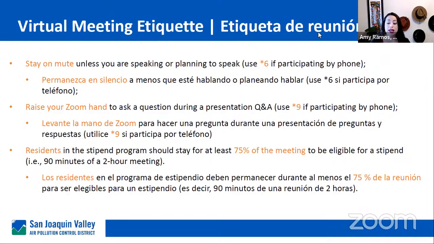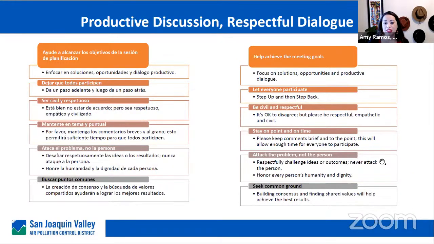In addition to that, as many of you know, folks that are here representing the community can participate in the stipend program. So if you are a resident and you are active in the stipend program, we do ask that you stay for at least 75% of the meeting to be eligible for the stipend. That's roughly about 90 minutes or 2 hours. We do ask that you make sure that your name is changed so that we can take attendance, as previously mentioned.